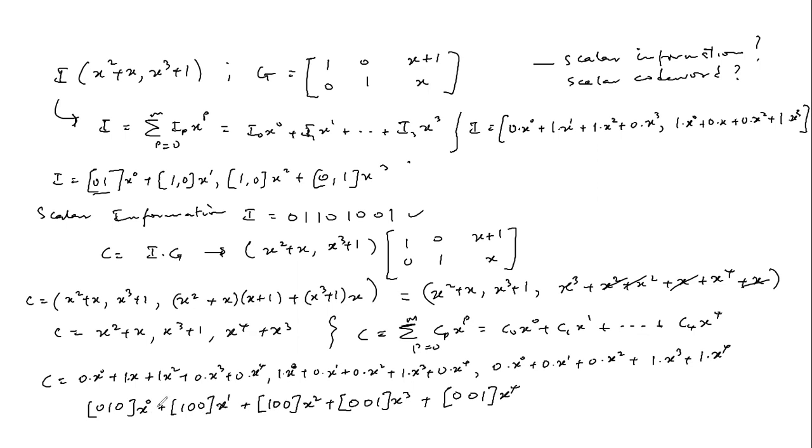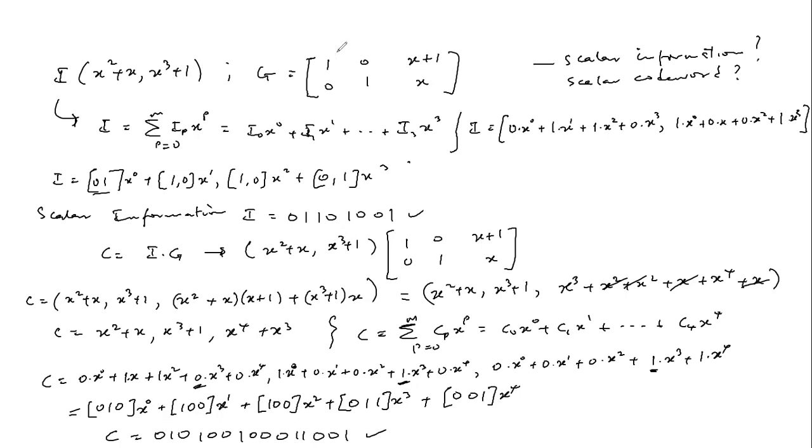So we have 0, 1, 0, 1, 0, 0, 1, 0, 0, 0 x cubed, x cubed, this is 1 and this is 1, sorry for that. So we have 0, we have 1, and we have 0, 1, 1. Then we have 0, 0, 1. So the scalar code word is 0, 1, 0, 1, 0, 0, 1, 0, 0, 0, 1, 1, 0, 0, 1.